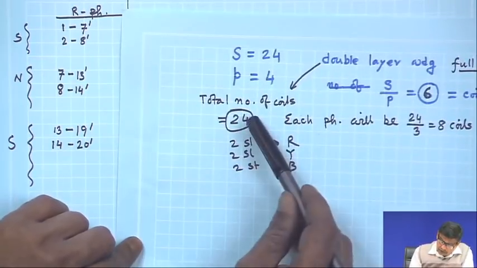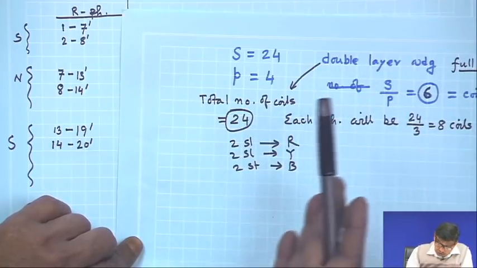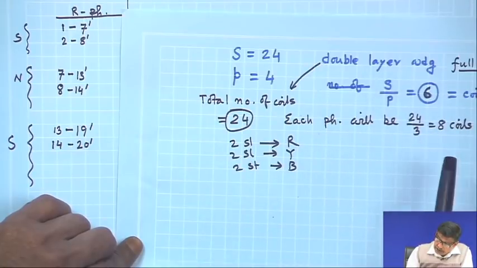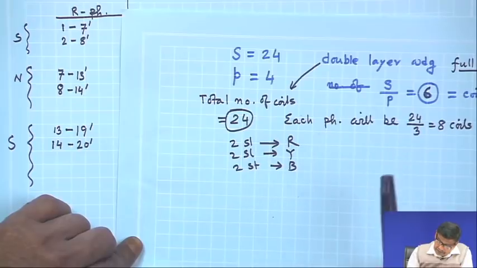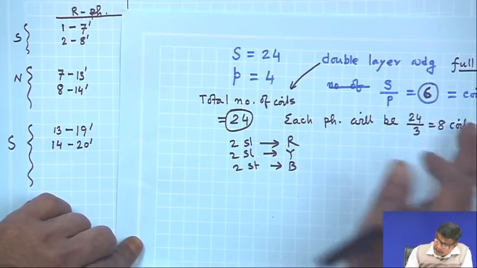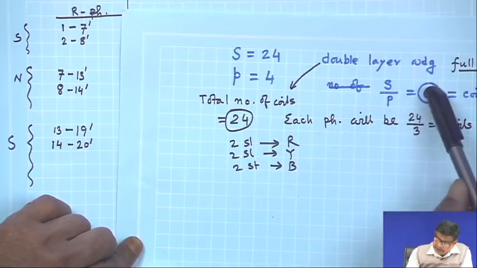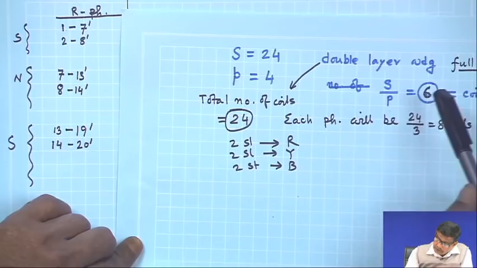So, total number of slots was 24, total number of coils is also 24, it is double layer. So, each phase will have 8 coils and then angle beta I have calculated, electrical angle, number of slots per pole is 6. So, 180 by 6 is 30 degree.